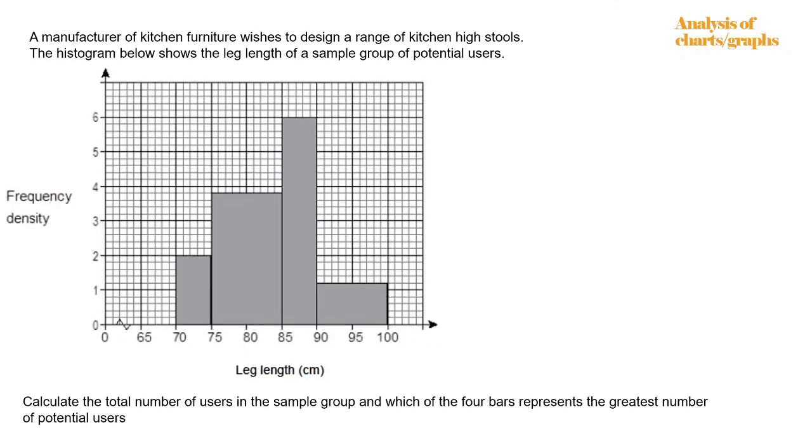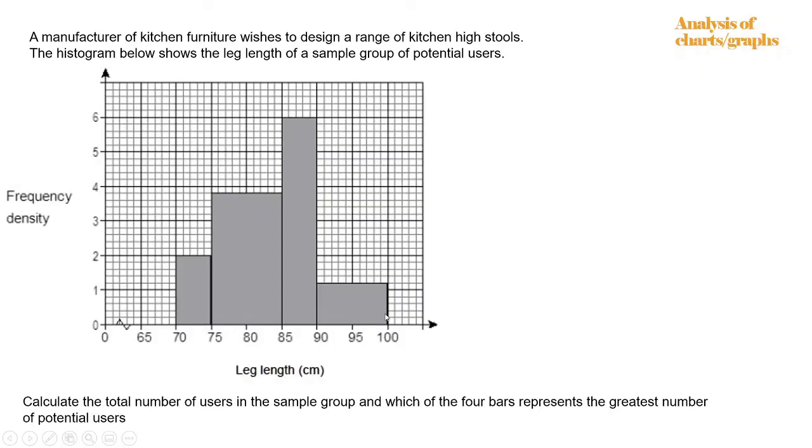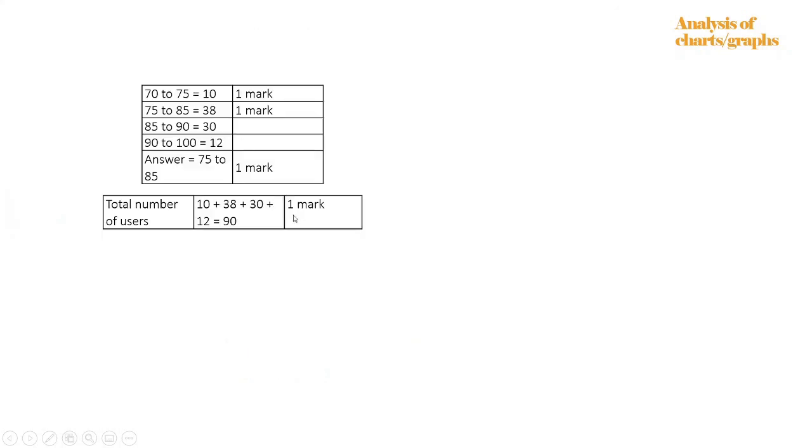85 to 90. So we go 5, 10, 15, 20, 25, 30. Done. 90 to 100. Oh, wrong way. 90 to 100, 5 and up 1, 6 across 2, gets you your 12. Answer is 75 to 85, because that is the biggest number, gets you 1 mark. So total number of users, add them all together, gets you a total number of 90.